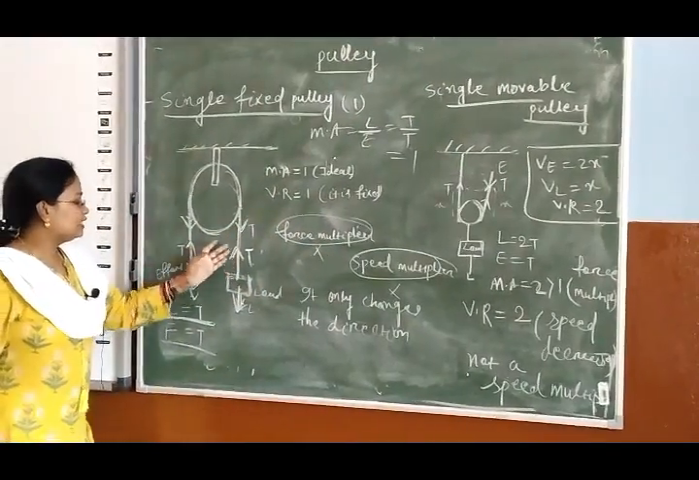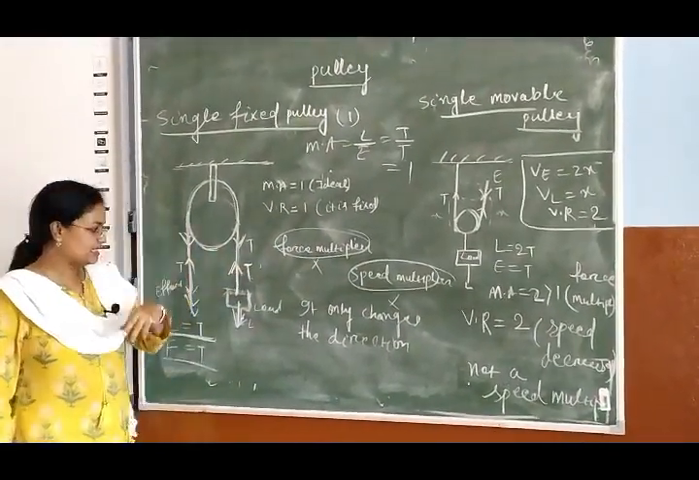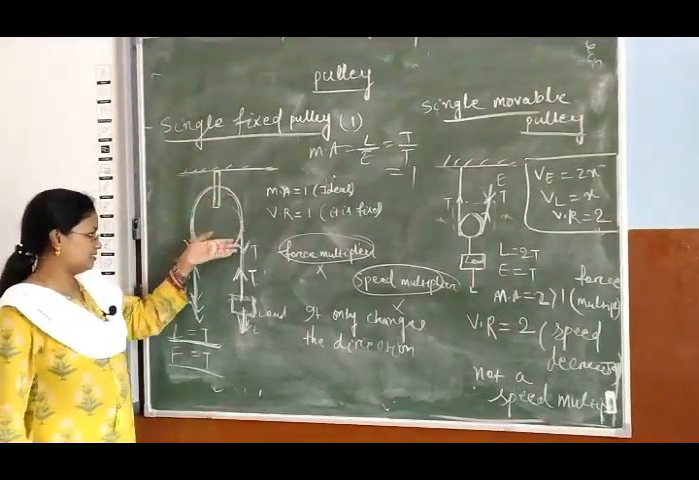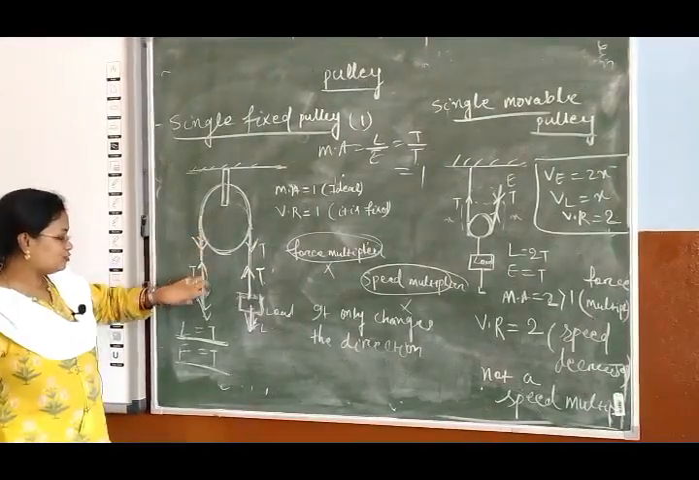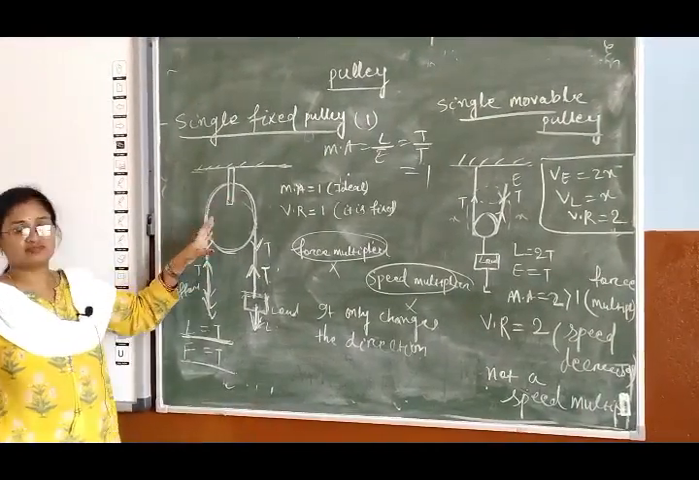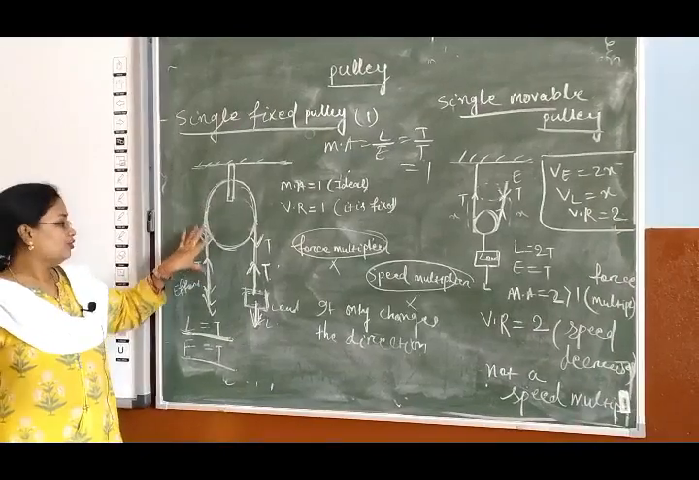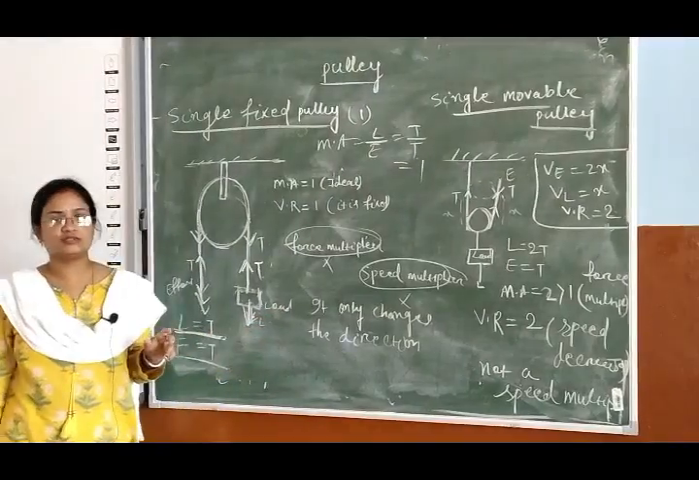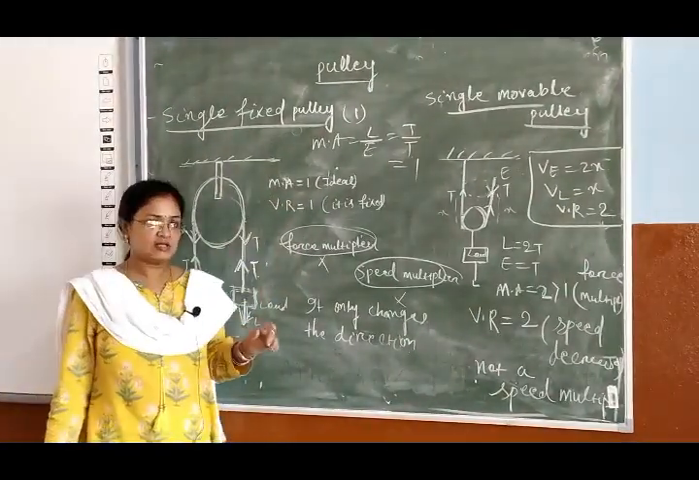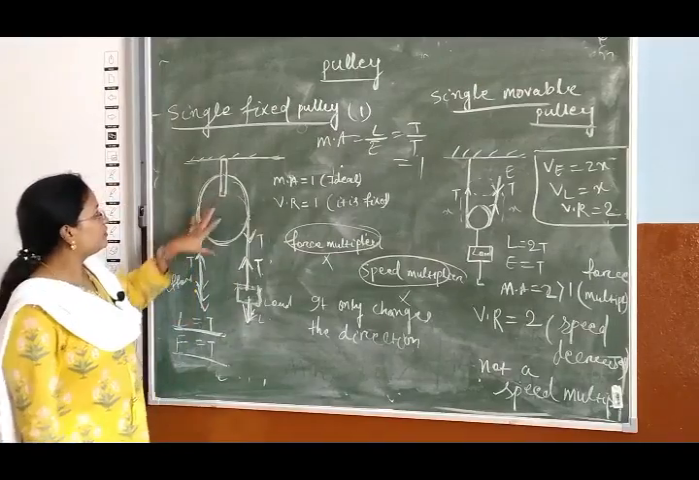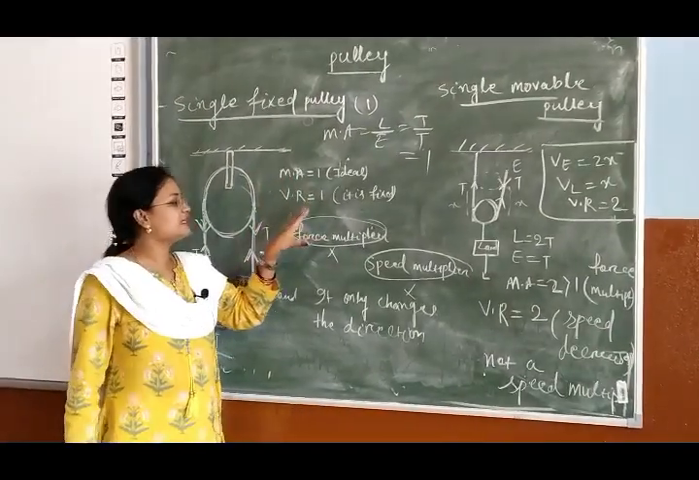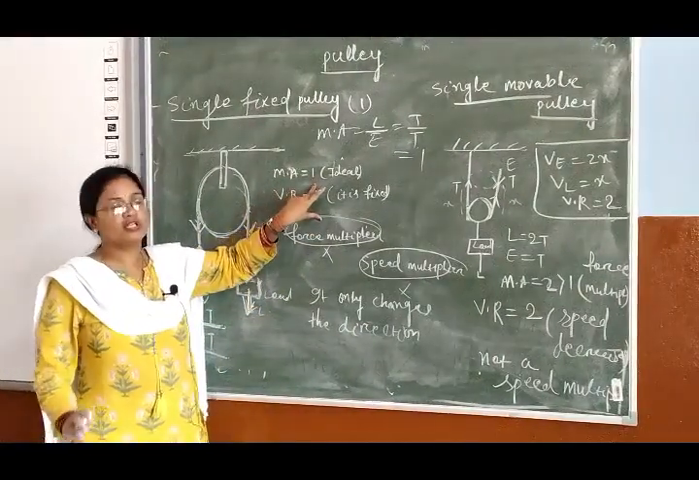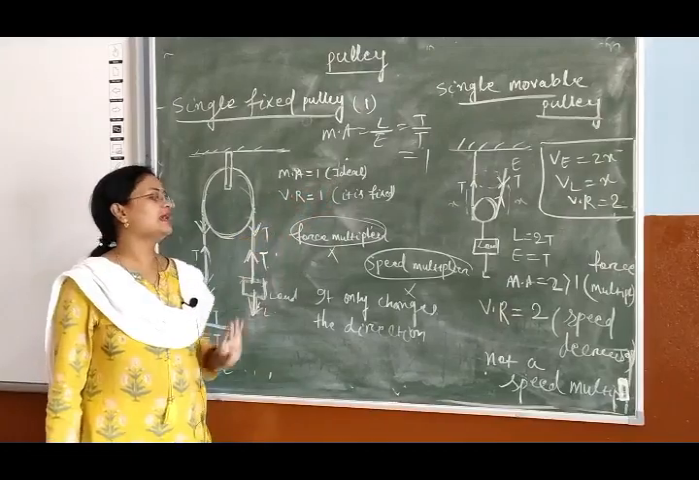We consider that the string is massless, and that there is no friction between the pulley and the string, and no friction between the string and the grooved rim. In that case the mechanical advantage is 1 for the ideal case. But the velocity ratio for a single fixed pulley is fixed, that is, the velocity ratio is 1. The mechanical advantage is 1 only for the ideal case.